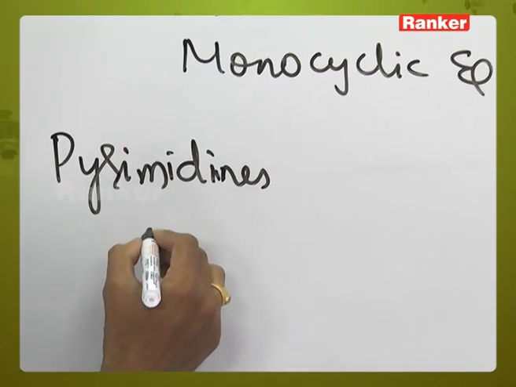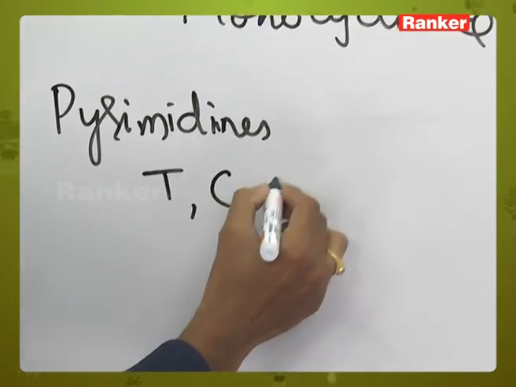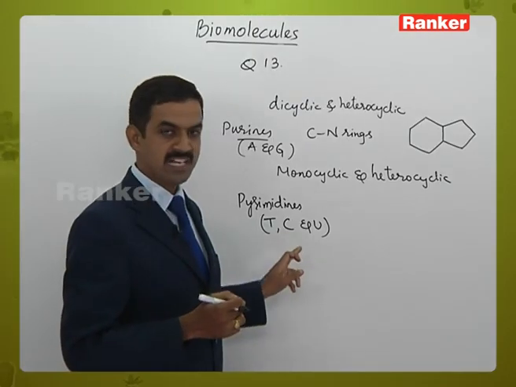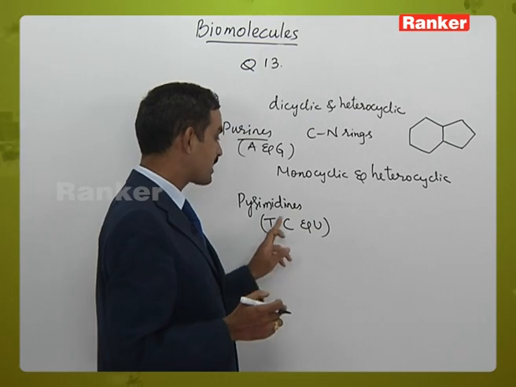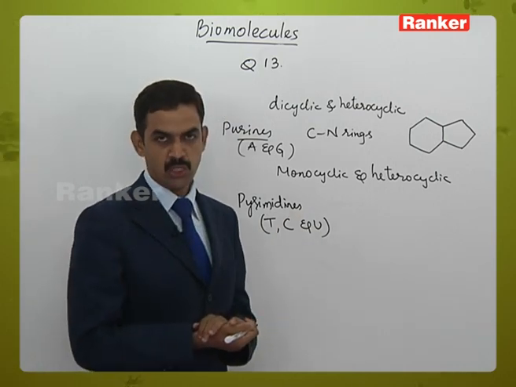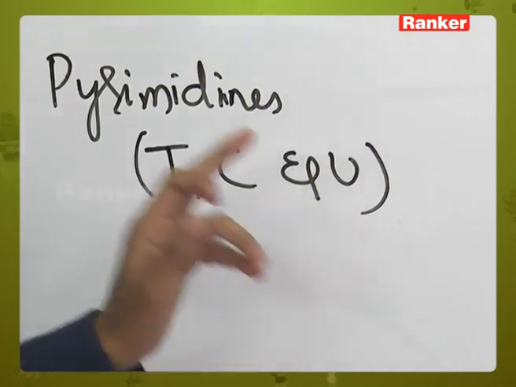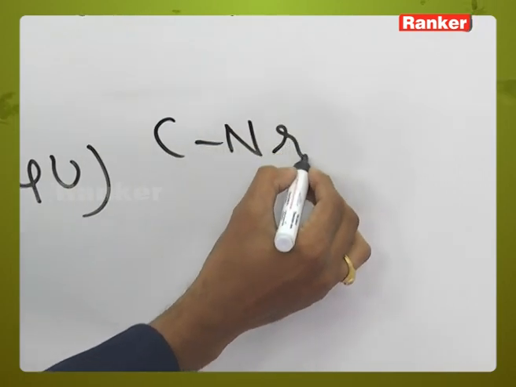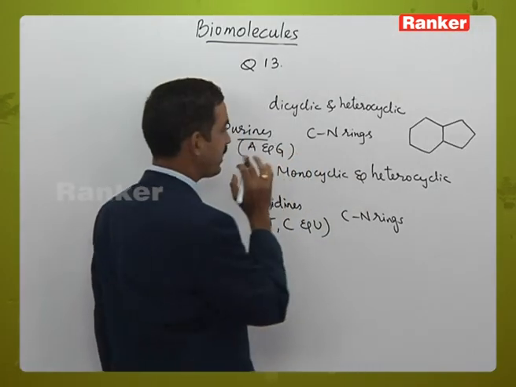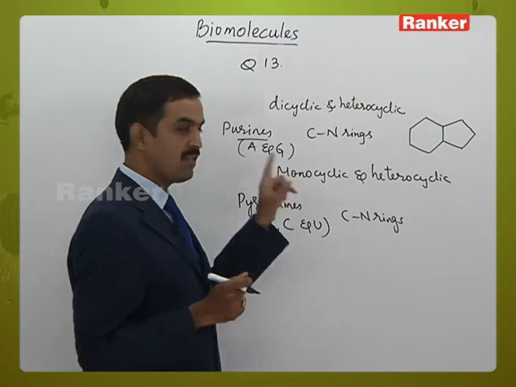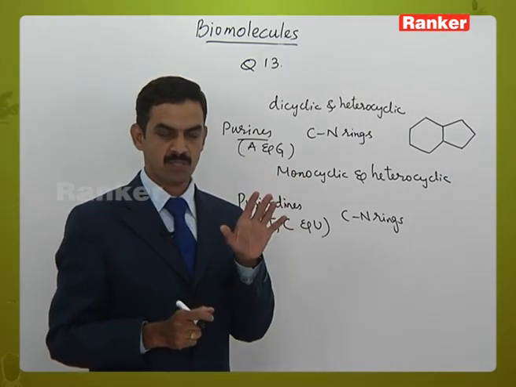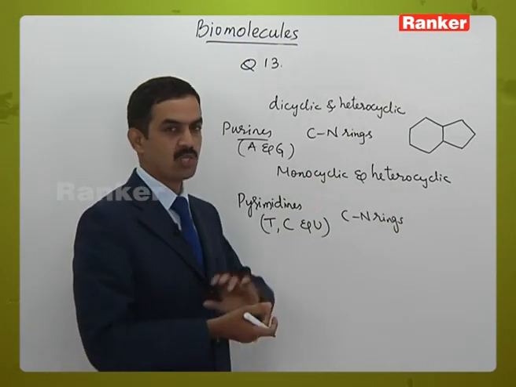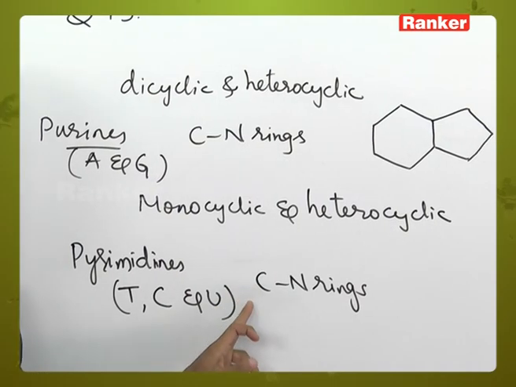Pyrimidines are thymine, cytosine and uracil. Thymine and cytosine are present in DNA, whereas thymine is replaced by uracil in RNA molecule. That is, RNA contains cytosine and uracil. These pyrimidines have CN rings like purines, but the difference is they have only one cyclic structure. And we call it heterocyclic because it is made up of two types of elements in it.